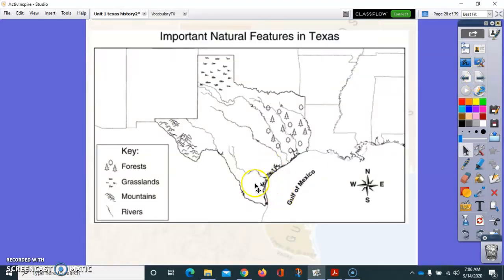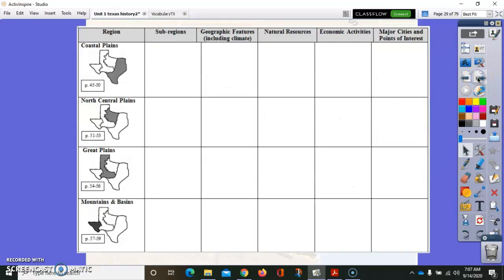So you'd be looking for things like grasslands, trees and forests, mountains, the rivers, and again, things like precipitation and temperature. So what you will be doing to figure all of this out is that you will be looking at these 4 regions of Texas: the coastal plains, the north central plains, the Great Plains, and the mountains and basins.